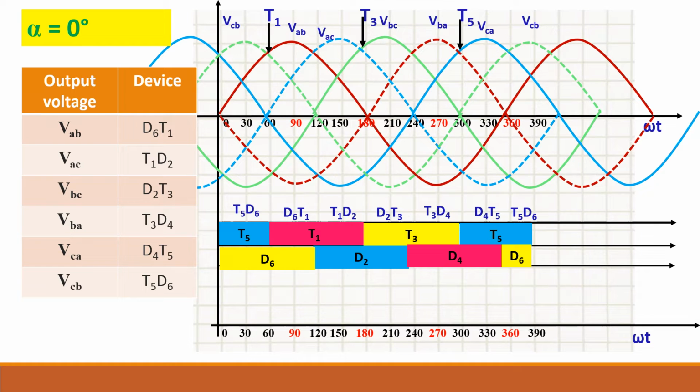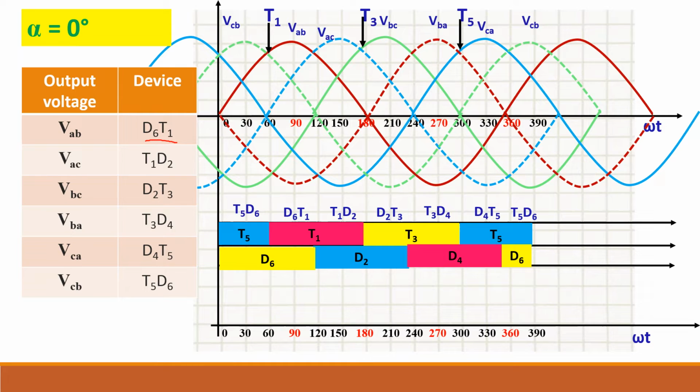Now let us fill up this table. That is, when T1 and D6 conduct, you have to write what the output voltage will be. This was already explained, so I am directly writing.